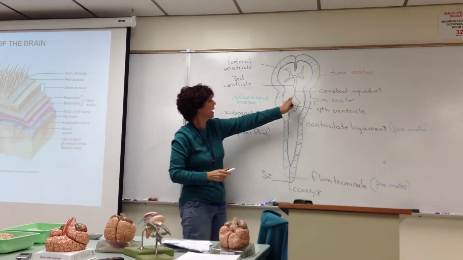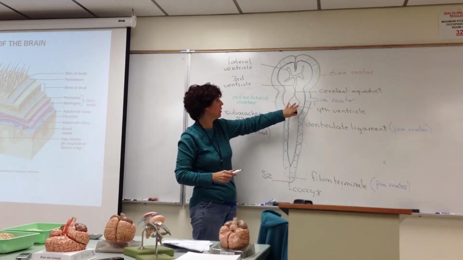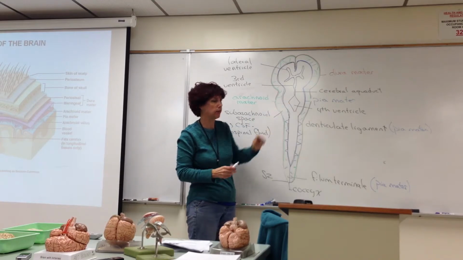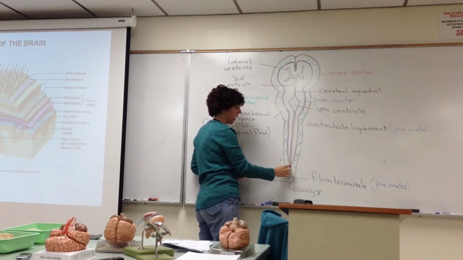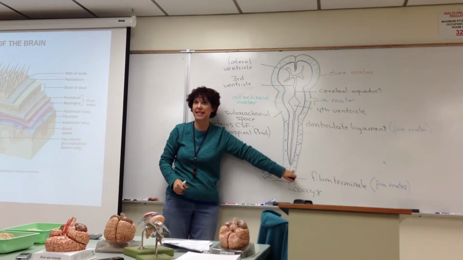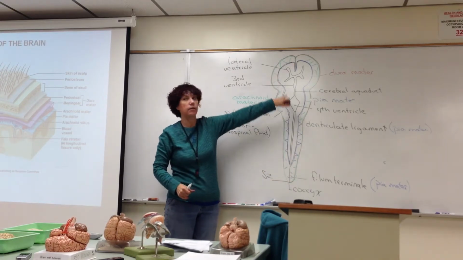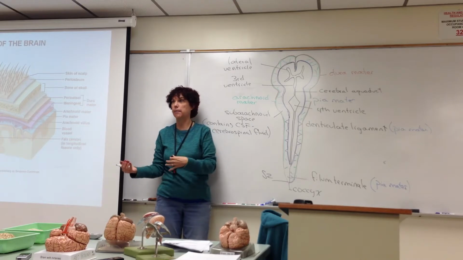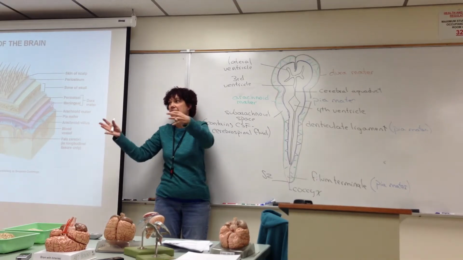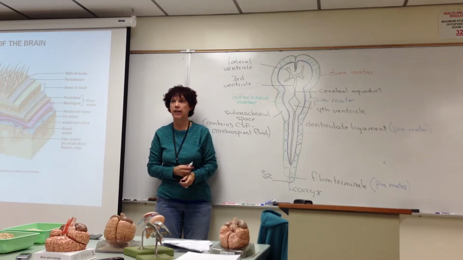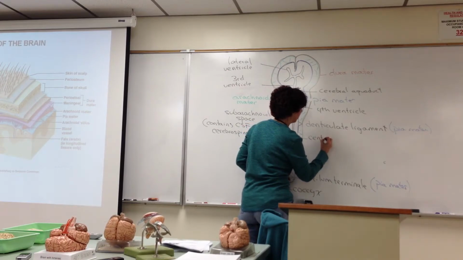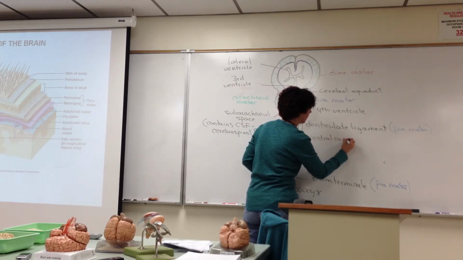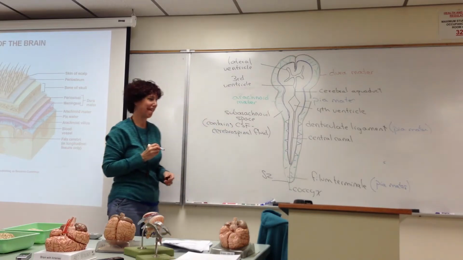Then, CSF fluid can either go out the lateral apertures or the median aperture and get into the subarachnoid space, or it can travel down the central canal of the spinal cord to the very bottom and enter into the subarachnoid space here, and then cycle around, all right, and then get back into the blood. So that's what we're going to get to as we look at the blood supply and the venous supply. So this would be central canal. Okay?